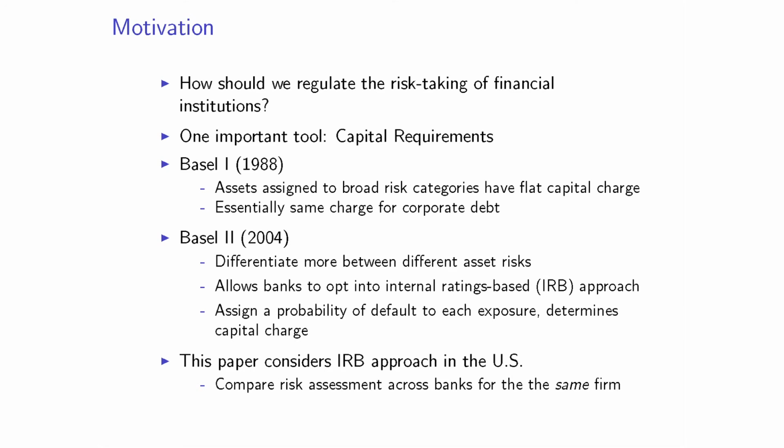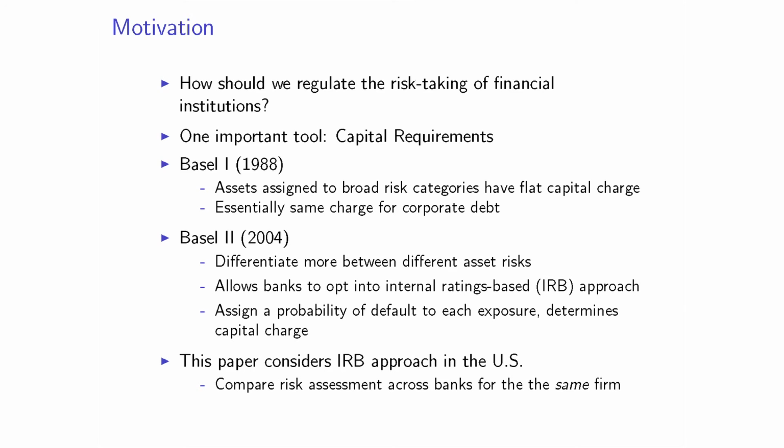And you already heard about the history, both in the first discussion, the talk. We had Basel I, which basically had a flat charge for broad asset risks like corporate debt. And Basel II and Basel III, it was the idea that you want to more finely distinguish between different asset risks. And one approach was using this internal ratings approach, using information within the banks in order to come up with the right risk rates.